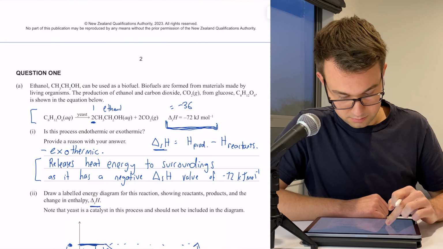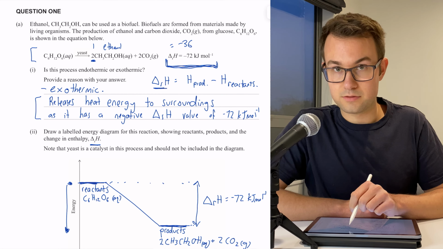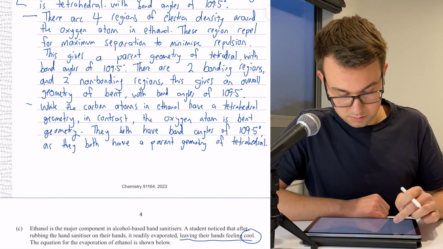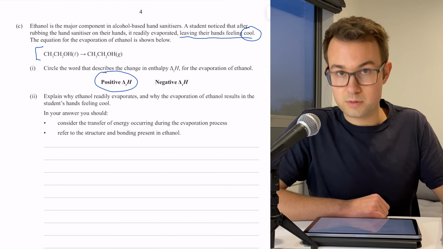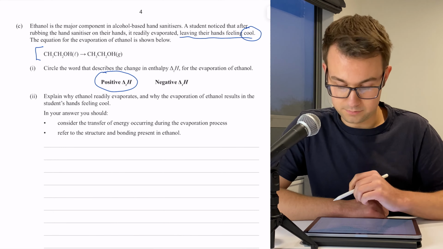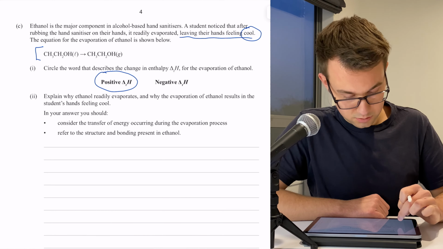Because remember in the last one, what do we have here? We had an exothermic one, didn't we? With a negative delta H that was releasing heat energy. Now this is just the opposite. It's absorbing heat energy from the surroundings. So therefore, the surroundings are getting a little bit chilly. Okay, very good. So positive delta H, we love that.